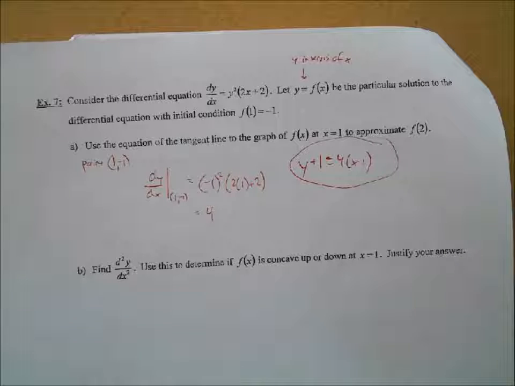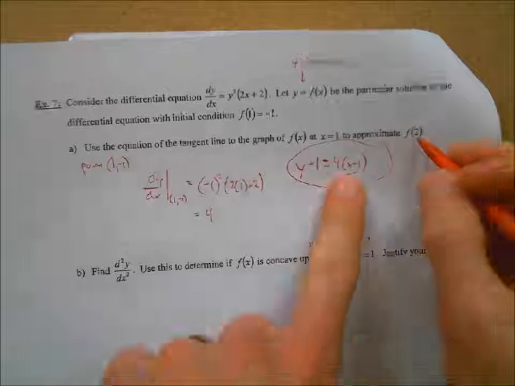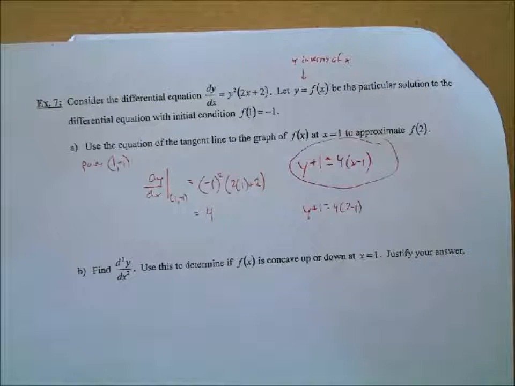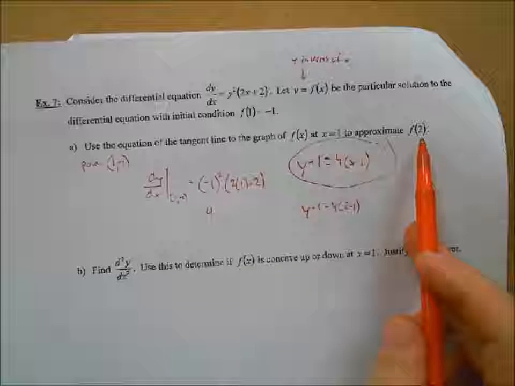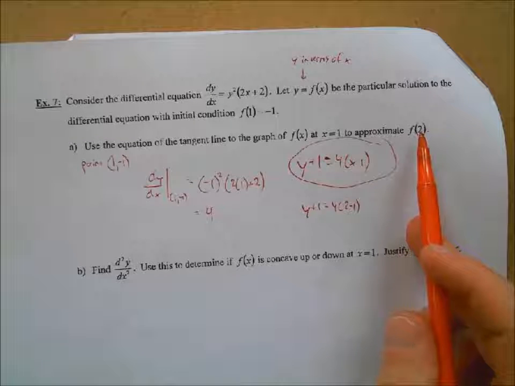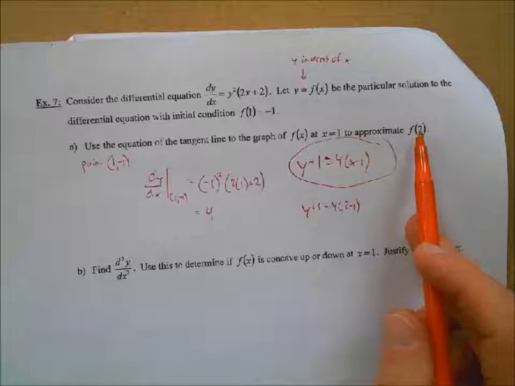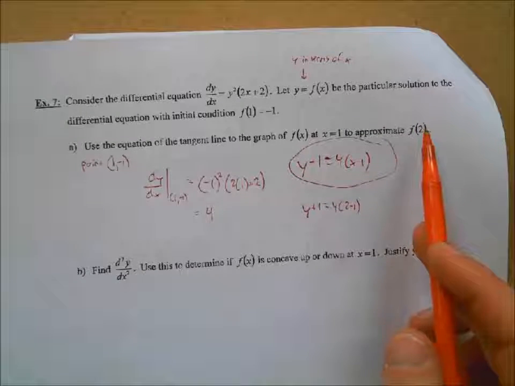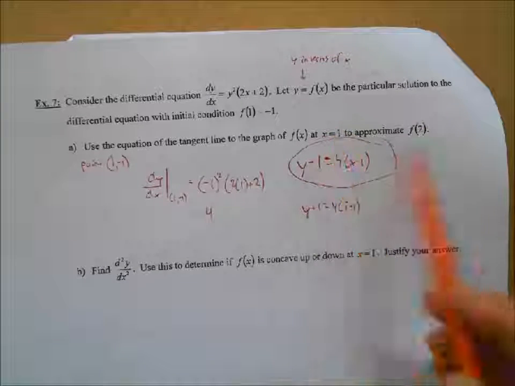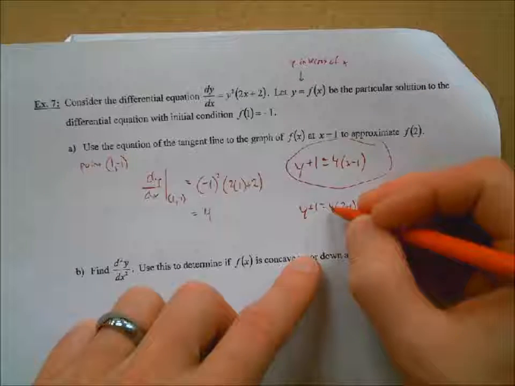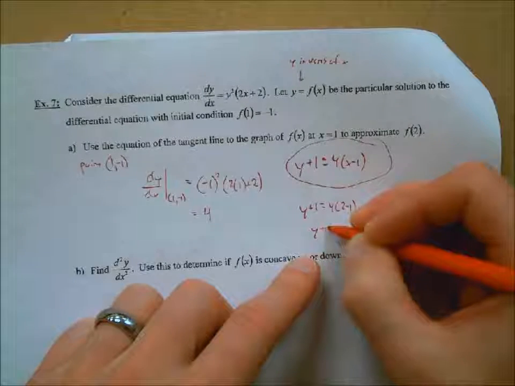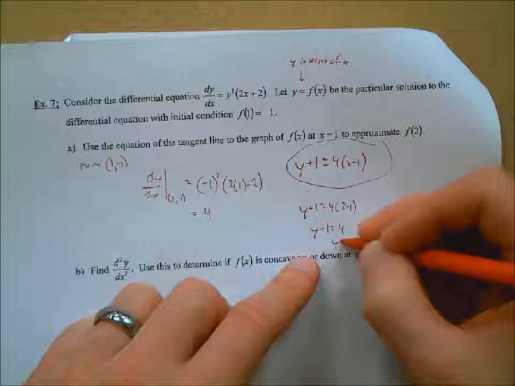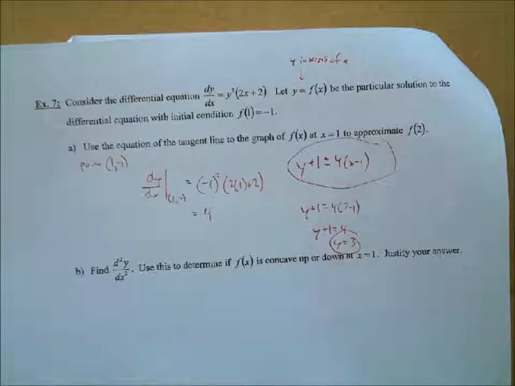Plug it in. Where? In for x. Yeah, it's an x value, right? So we're just going to plug it in here. So y + 1 = 4 times (2 - 1). Typically you don't normally get a 2 there. More likely they'll ask you to approximate f(1.1) or f(0.9), something closer to the actual x value of 1 than 2. I mean, I guess it's still pretty close, but normally a little bit closer. Anywho, 2 minus 1 is 1 times 4 is 4, and so we get y equals 3. Approximately, that's our approximation.